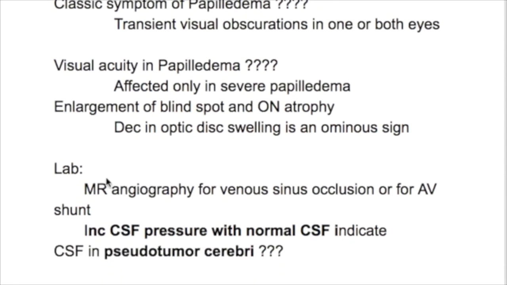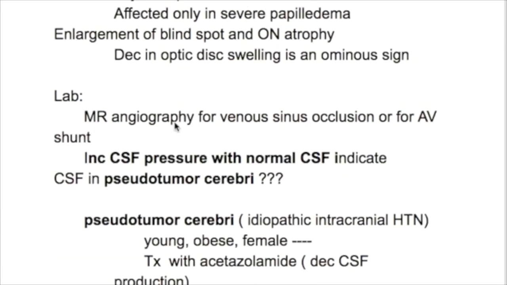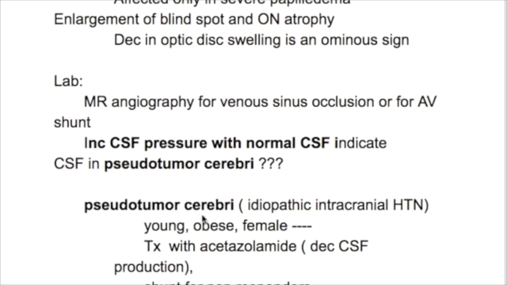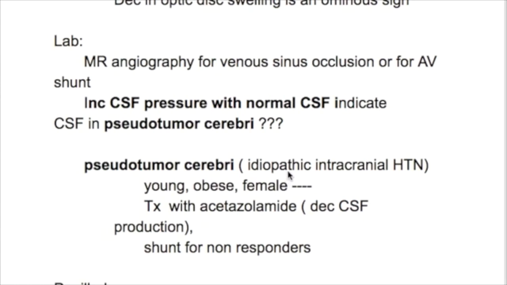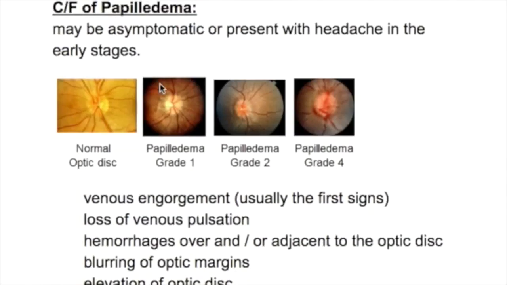What investigation is done? Magnetic resonance angiography for venous sinus occlusion or for AV shunts. What's pseudotumor cerebri? Increased CSF pressure with normal CSF indicates pseudotumor cerebri, and another name is idiopathic intracranial hypertension. It occurs in young obese females, and treatment is with acetazolamide, which decreases the CSF production, and a shunt is done for the non-responders.